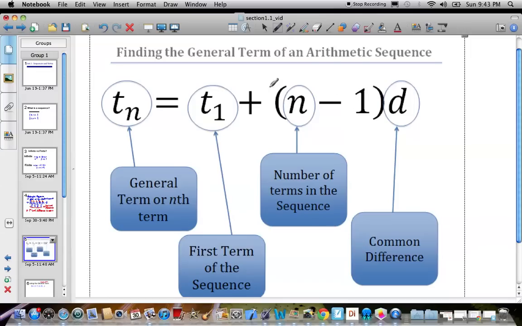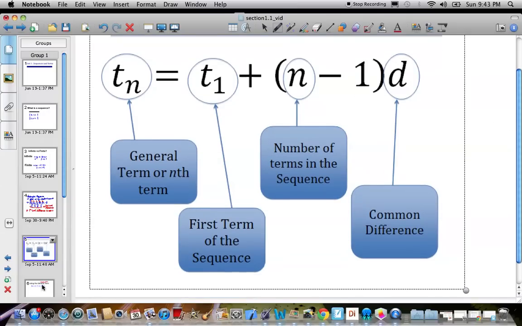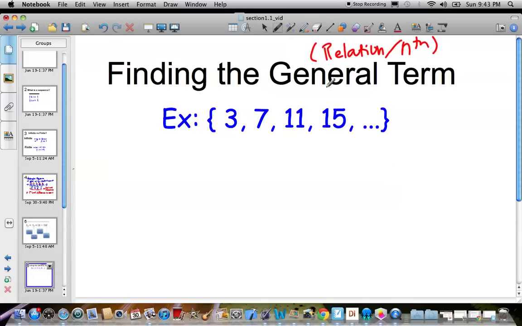The easiest way to see how this works is just to put it into action. This is something that will be given to you on a test, I would say, by your teacher, or by me if I am your teacher. Here we go. So let's find the general term. Sometimes you'll see it as relation or nth term. Your first step is always to find the first level difference. So let's do that. 7 subtract 3 is 4.